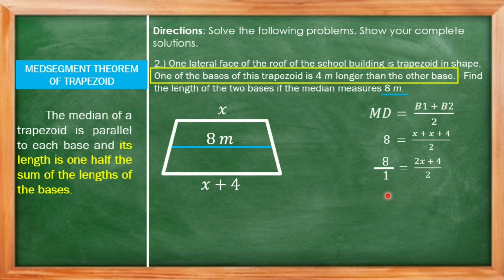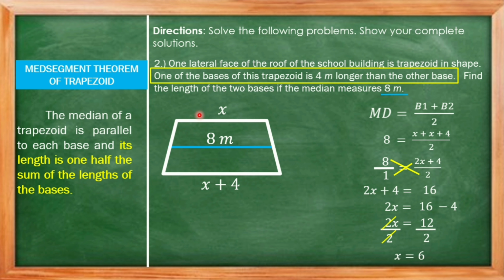Nilagyan ko dito ng 1. So, ito i-cross multiply lang natin to. Okay, so 1 times 2x plus 4 is equals to 2x plus 4 and 8 times 2 is equals to 16. So, bring down muna natin si 2x. Then, bring down 16. Ilipat natin si positive 4, magiging negative 4. Then, 16 minus 4 is equals to 12. Divide both sides by 2. So, x is equals to 6.